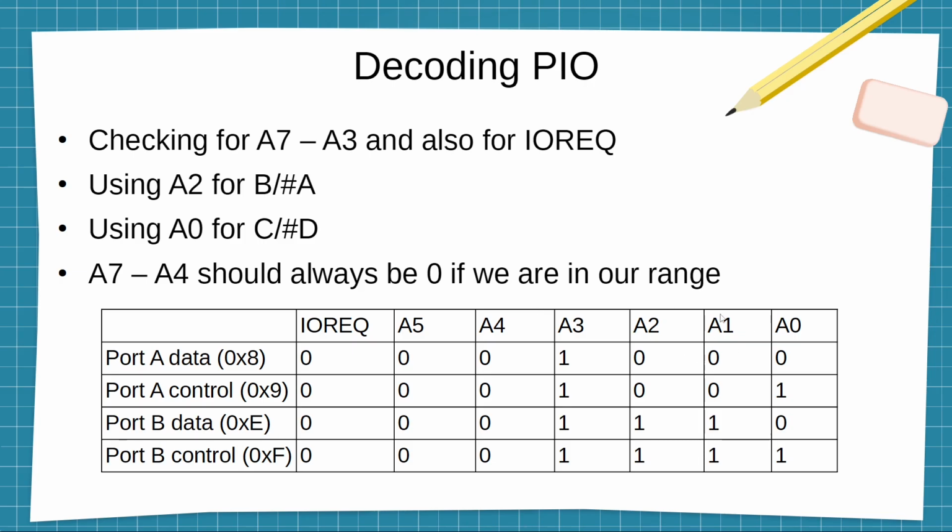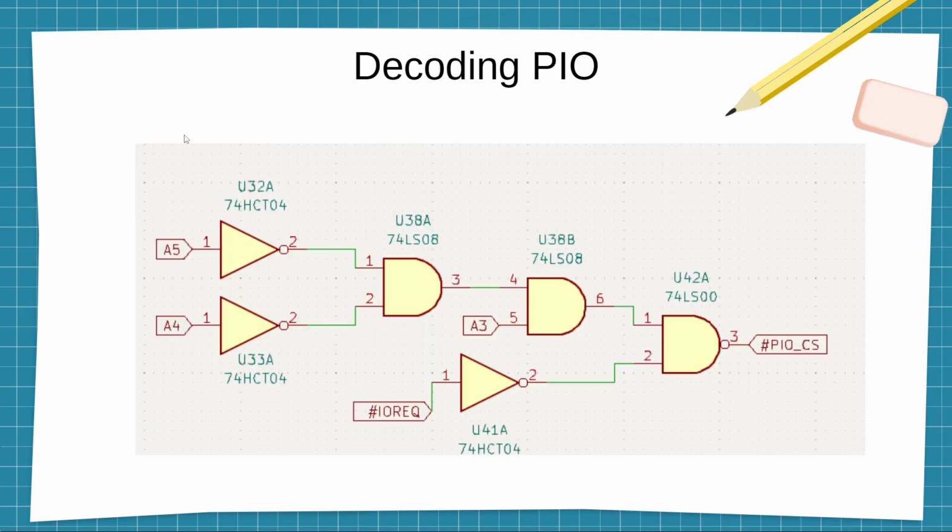And then I will just wire the A2 to the B/A on the PIO and A0 to the C/D on the PIO. Here is the simple circuit using logic gates. Here we invert the A5 and A4 because they are normally 0. And I don't have the A7 and A6 because I didn't want the circuit to be big and not fit on this page. So I only have the A5, A4, and A3.